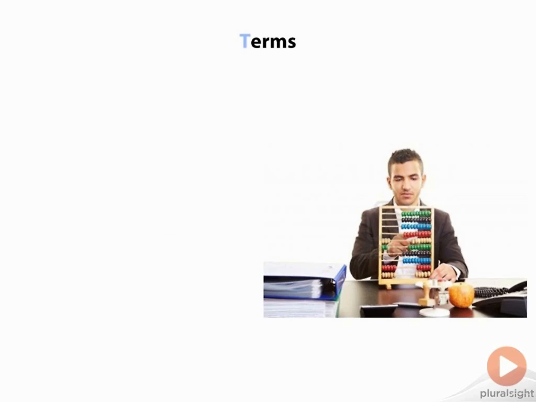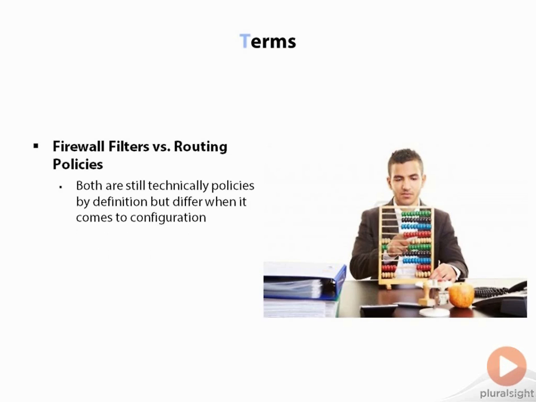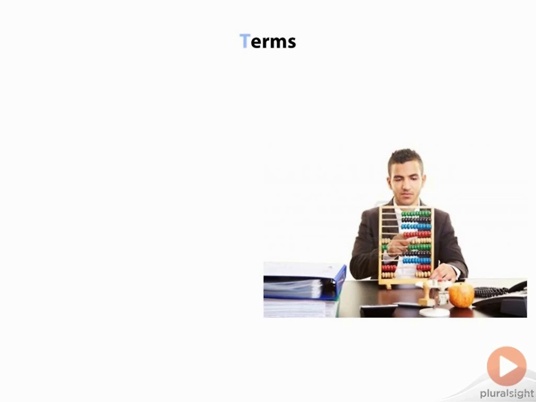When we talk about routing policy and firewall filters, we are really talking about policies. Even though we call them firewall filters, they are still policies. Now, the purpose, configuration, and implementation of routing policies and firewall filters are different, but they both still fall into the same category of what a policy is.